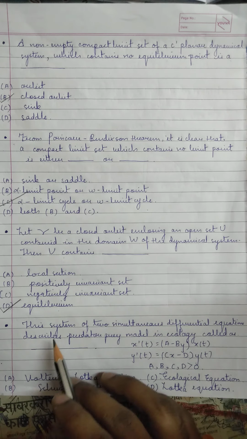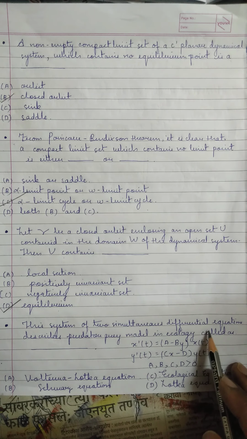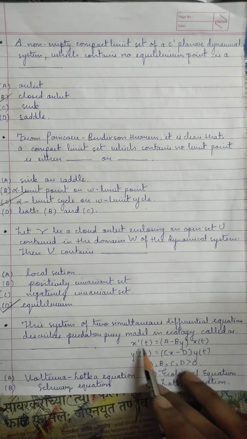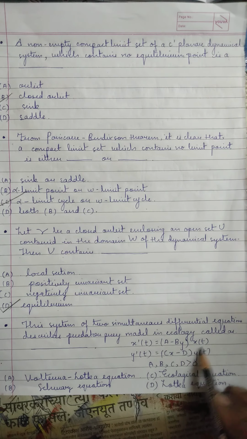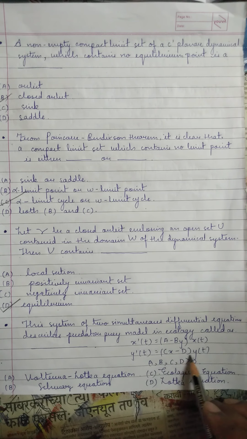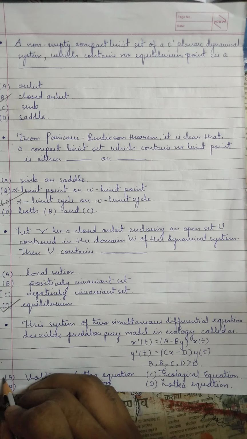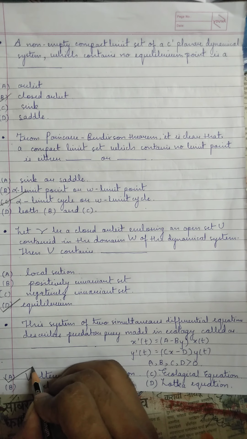Now the last one. The system of two simultaneous differential equations describing the predator-prey model in ecology is x'(t) = ax(t) - bx(t)y(t), y'(t) = cx(t)y(t) - dy(t), with a, b, c, d greater than 0. This is called the Volterra-Lotka equation.